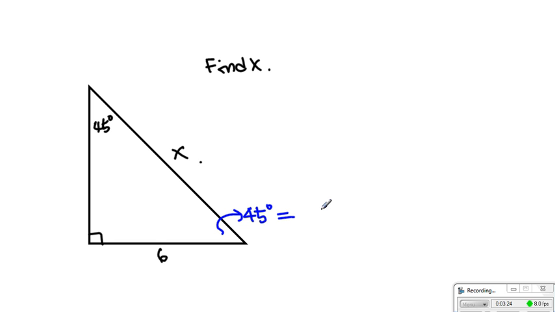Because the way we can find it is from 180, we subtract 90 for this right angle, and another 45-degree angle. That would be equal to 45 degrees. That means this is an isosceles triangle, which gets you the other side also equal to 6. And this question is practically the same question as before.